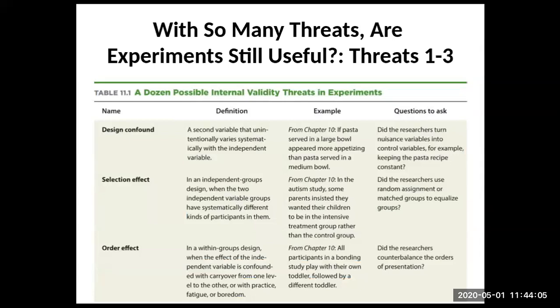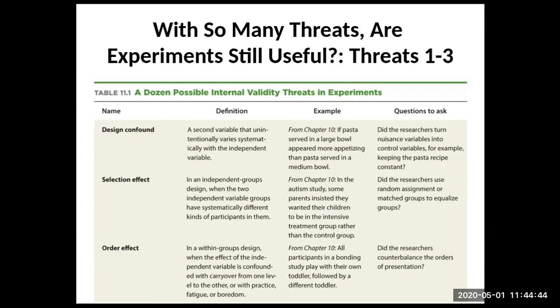So, with so many threats, the last thing we talk about is, are experiments really still useful? Well, if you control for those extraneous variables and confounds, the answer is yes, of course. For the pasta one, if all the pasta is exactly the same, and the only difference in your experiment is whether or not the bowl is medium or large, you've done a really good job to mitigate that threat. If you randomly assigned or used match groups to equalize the groups, you did a really good job to eliminate that threat. For order effects, if you counterbalance, you've eliminated that effect.